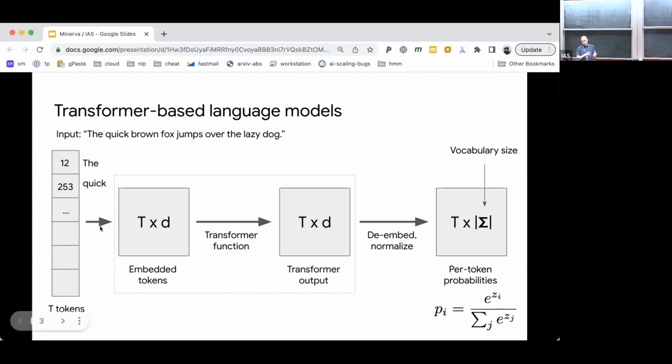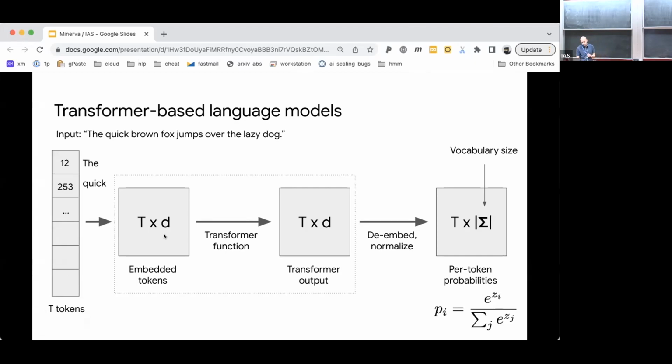The first step is we take these tokens and embed them into our model space, or embedding space. So we end up with this matrix that is T by D. D is the basic vector dimension by which the model represents every token internally and then does its processing on.